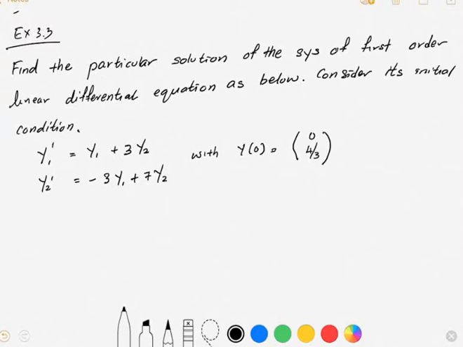Hello everyone. Today I would like to share another example on the first order LDE. Okay, the question looks like this.